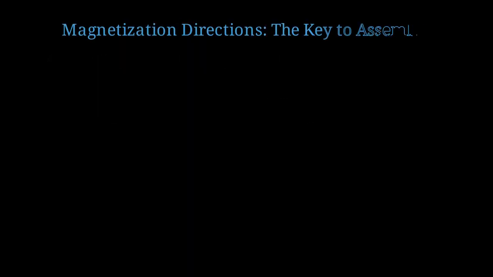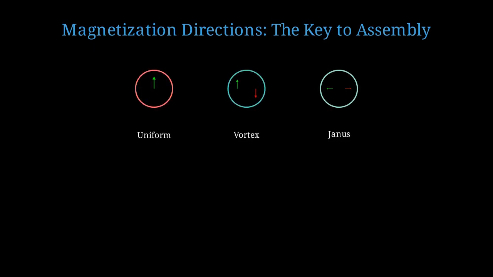Now let's discuss magnetization directions, which are absolutely critical for controlling particle assembly. We can engineer different magnetization patterns. Uniform magnetization has all moments aligned. Vortex states have circular arrangements minimizing stray field. Janus particles have two distinct magnetic hemispheres.